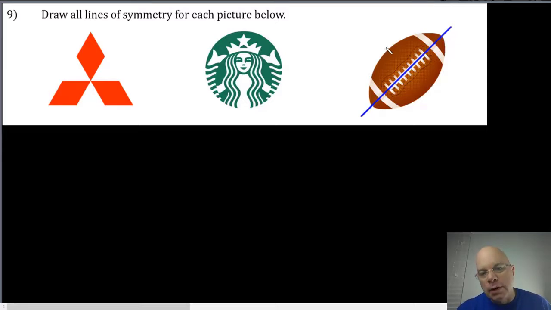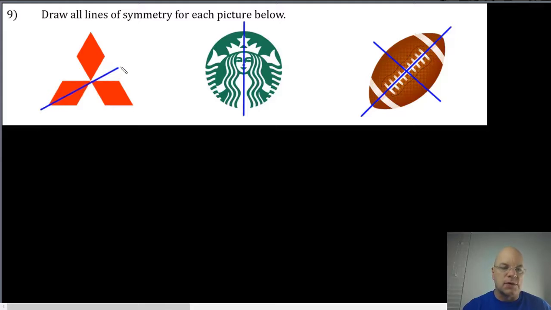Could I also reflect this half of the football across? I think I could. So if I draw another line of symmetry here, well, that's not a line. If I draw, oh, I'm having trouble with this thing. If I draw another line right there, right through that middle lace, then I have another line of symmetry for the football. The Starbucks symbol has only one line of symmetry, and it's through the center here, like this, vertical line. This Mitsubishi symbol has more than one, it actually has three.